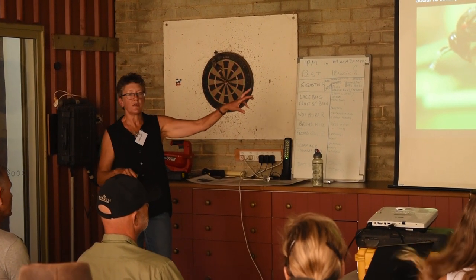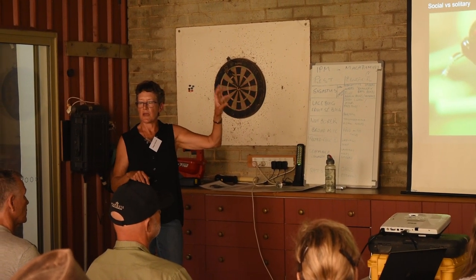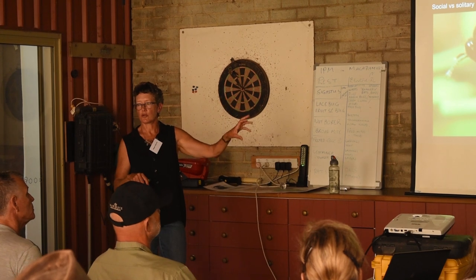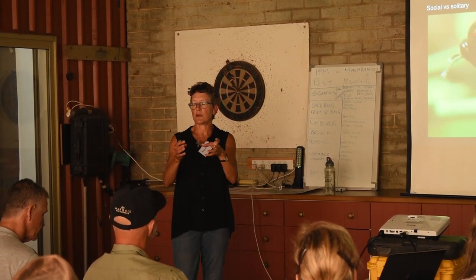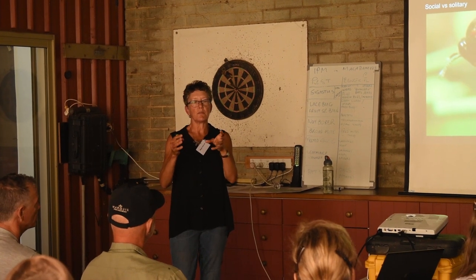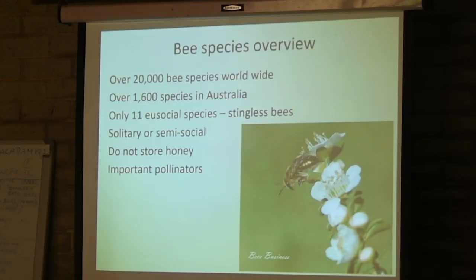So individually, our solitary bees are much better pollinators than our social bees. But our social bees, we can get out there in large numbers, and so they're a really good manageable pollinator, especially for crops. So as a bit of a summary, we've got over 20,000 bees in the world.